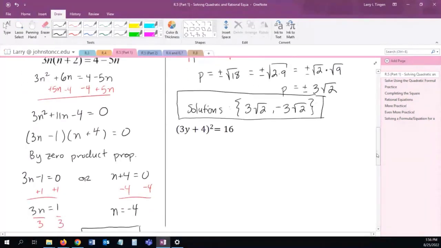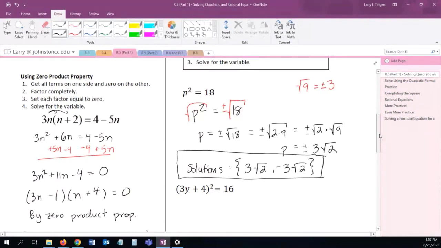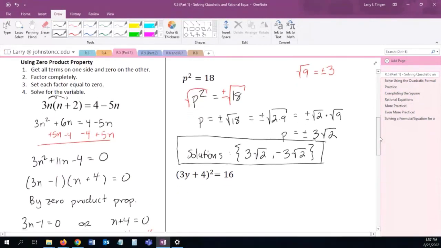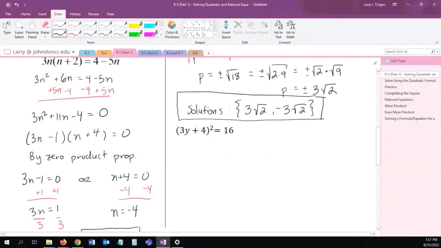Thoughts? Okay, still feels like something you've seen before. That's what we want. How about this next one? How about the next problem? I've got 3y plus 4 quantity squared equals 16. This doesn't look like the problem before, but it is just like the problem before. I already have something squared is equal to a real number.